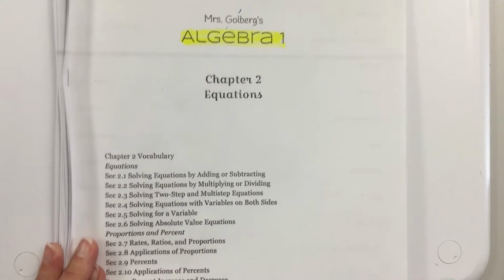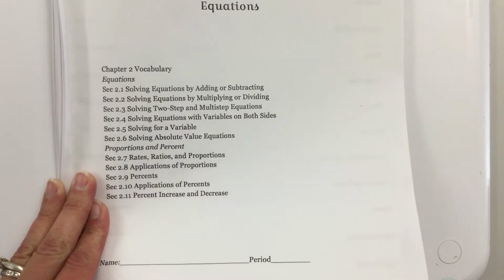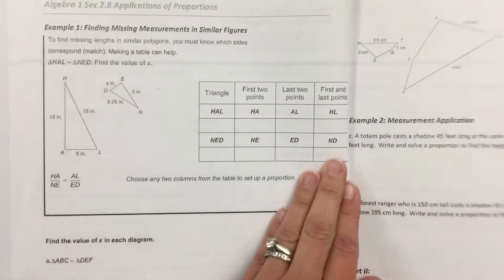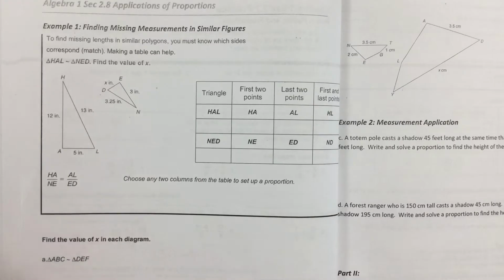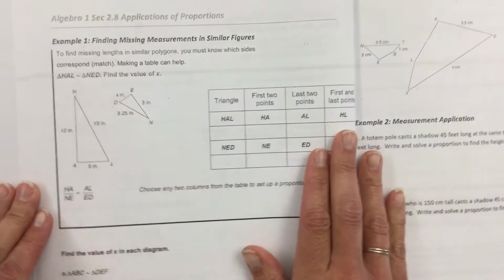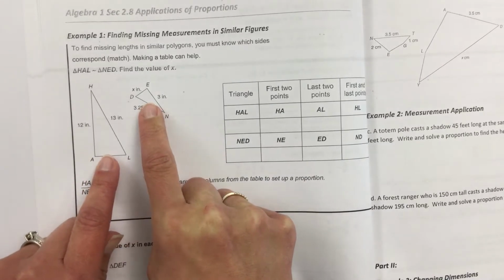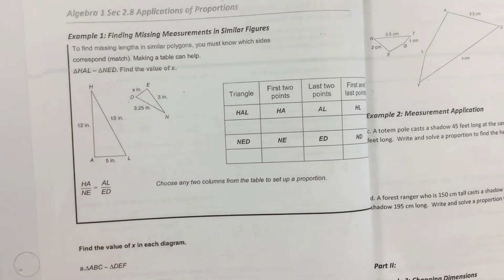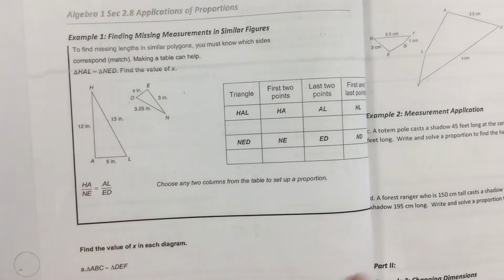Okay, Algebra 1, we are going to take a look at applications of proportions, and that's section 2.8. One of the most common ways that we use proportions is with similar figures. I believe we looked at this in 7th grade. Figures are similar when they are the same exact shape, just increased or decreased in size. Not just one side increased, but everything is increased and they stay proportional.